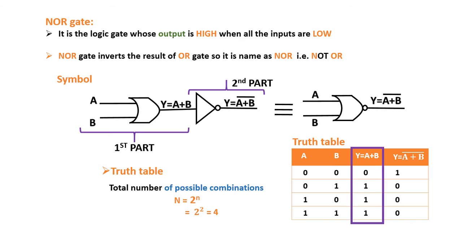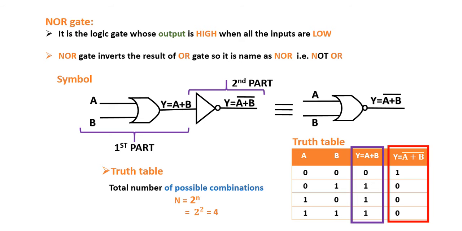Column number 3 of the truth table is the output of our OR gate. It is the output of our first part, and the output of this first part is inverted by using a NOT gate, and this will be the result of our NOT gate. Hence this column gives the output of our NOR gate. As you can see, the output is high when both the inputs are low. This is exactly the definition of our NOR gate. You can see in the first point, the logic gate whose output is high when all the inputs are low is our NOR gate.